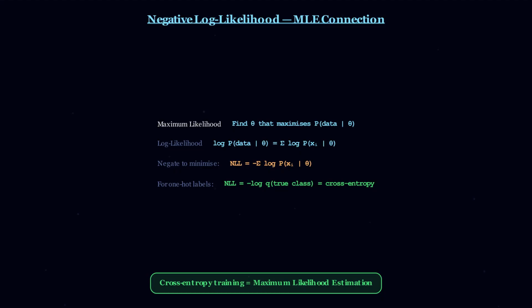For a one-hot classification problem, the negative log likelihood for a single example is exactly negative log Q at the true class, which is exactly the cross-entropy formula we derived. They are the same thing, from two different starting points. This tells you something important. Cross-entropy training is doing maximum likelihood estimation. You are finding the parameters that make the observed labels maximally probable under your model. That is a principled, statistically justified goal.